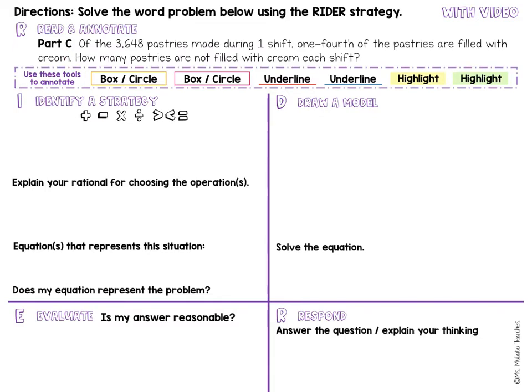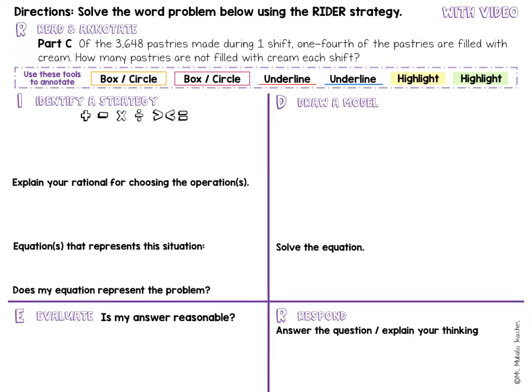Part C. Of the 3,648 pastries made during one shift, 1/4 of the pastries are filled with cream. How many pastries are not filled with cream each shift? Now that we have read the question, it's time to annotate. In the purple box, you will use these tools to annotate. You can either box or circle, underline, or highlight.